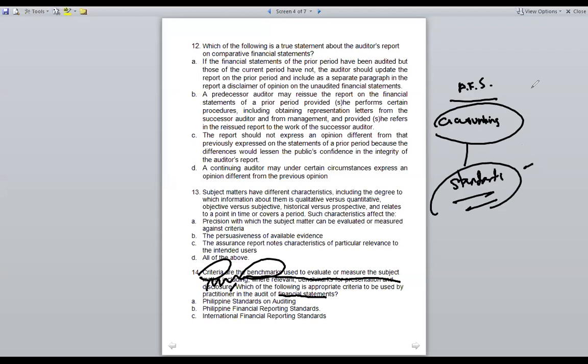But then again, the question is, what kind of standards? IFRS ba? Di ba? Maraming kind of standards. IFRS ba? Baka mamaya naman, Indian, let's say, American standards or the GAAP. Okay? The GAAP. Let me just check here.